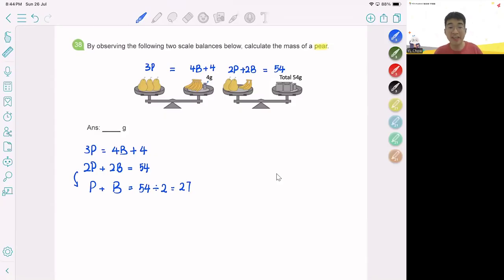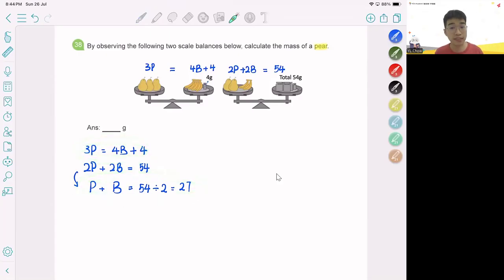Okay, but how can we use this to form an equation with only one type of unknown symbol? Because you see that in both equations, you are relating the pears and bananas together in each equation.